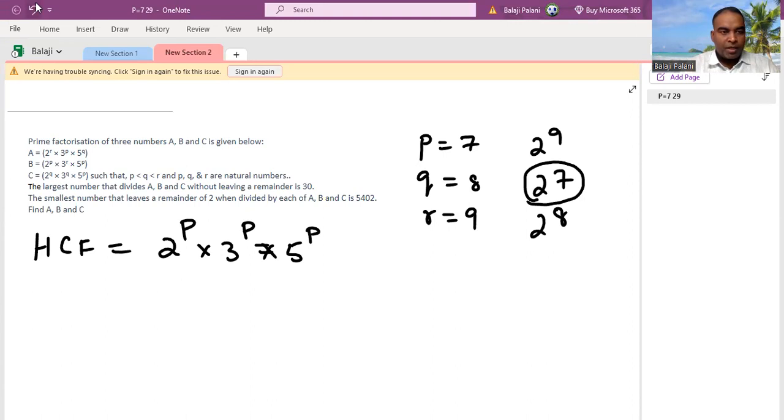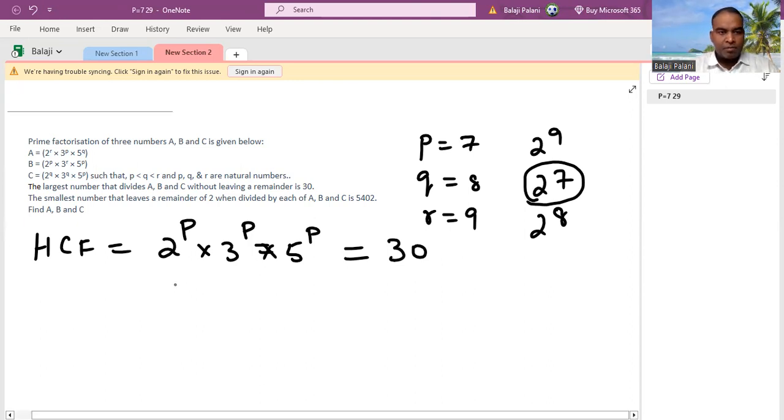Now, going back to the question, the largest number that divides A, B, and C without leaving a remainder is 30. So clearly, that is the HCF of the three numbers A, B, and C. We don't know what the numbers are, but the hint given is 30 is the largest number that divides all the three without leaving a remainder. So HCF is 30. Now we can make out what P is from this.